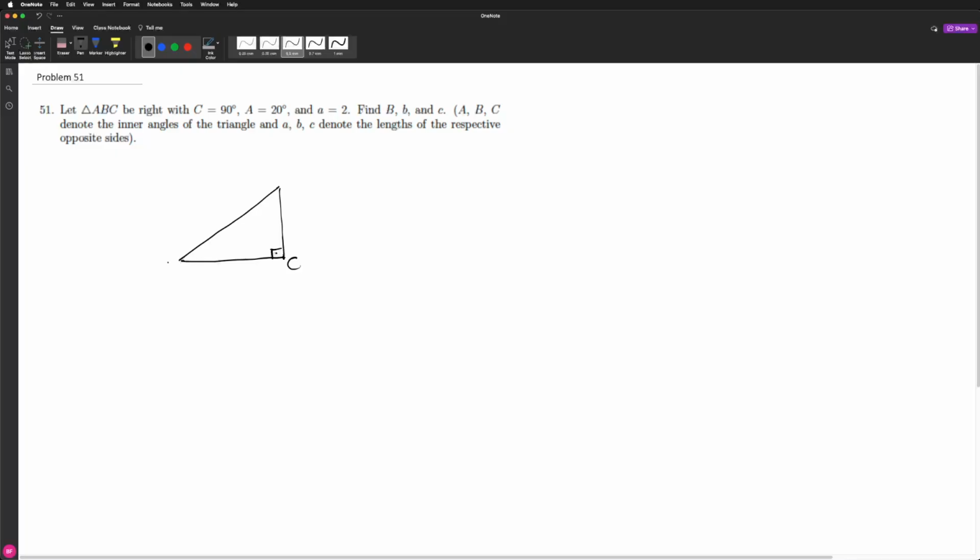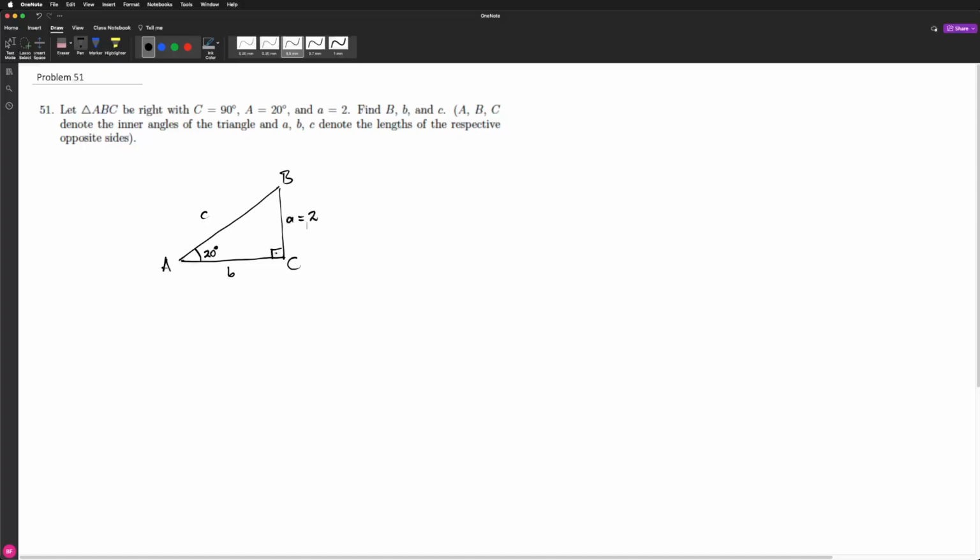So what are we given? We're given one corner is A, the other corner is B. The opposing sides are denoted by little small letter versions. And we're given that the angle A is 20 degrees. And we're given that side little a is 2 units. And that's all we have.